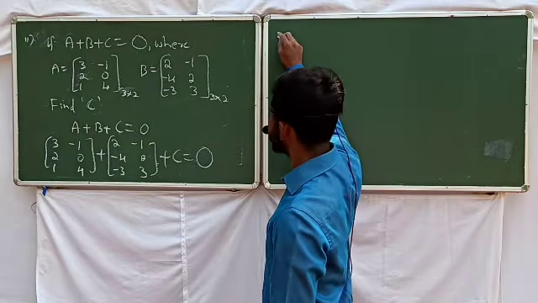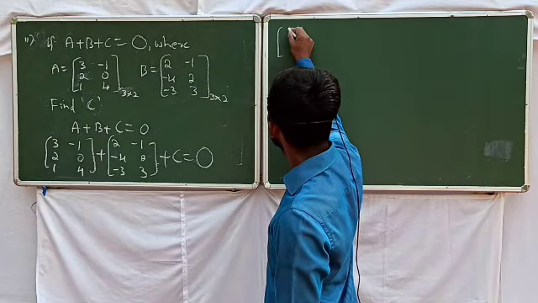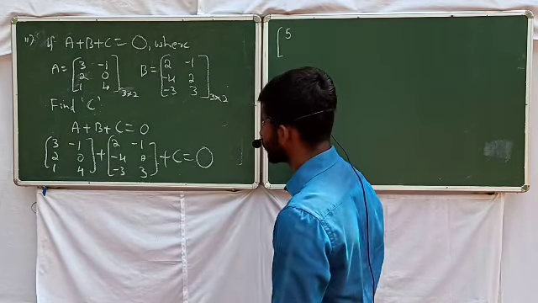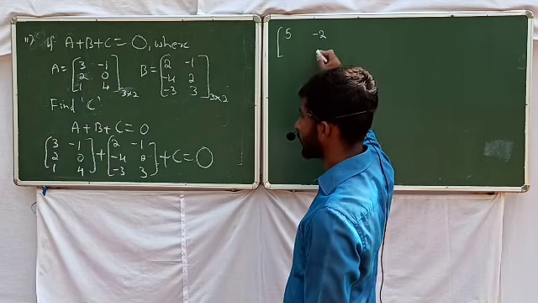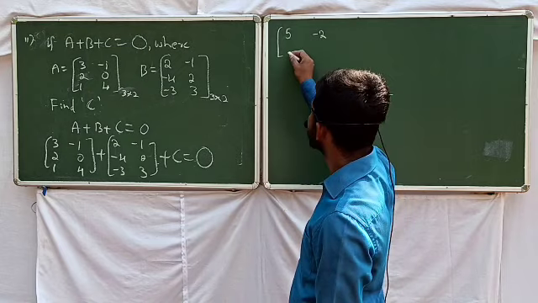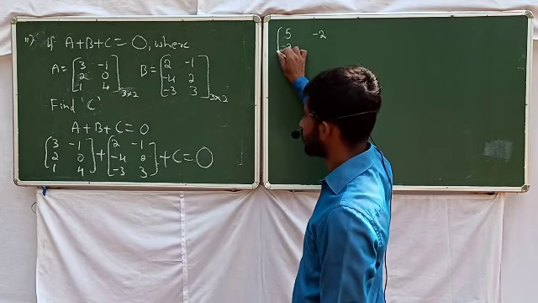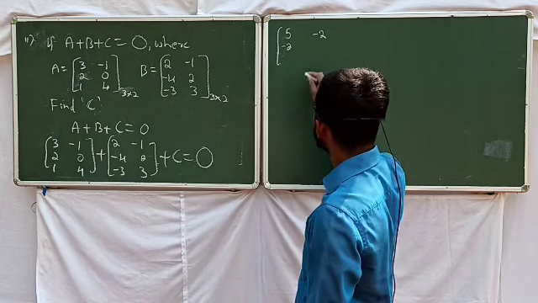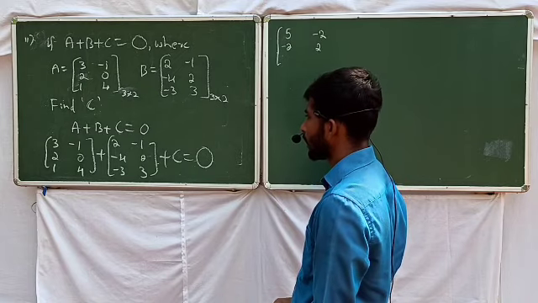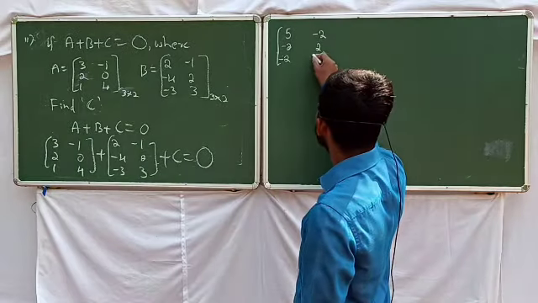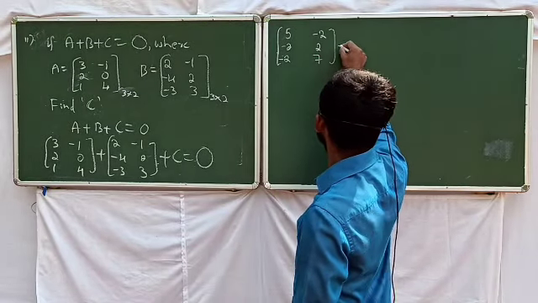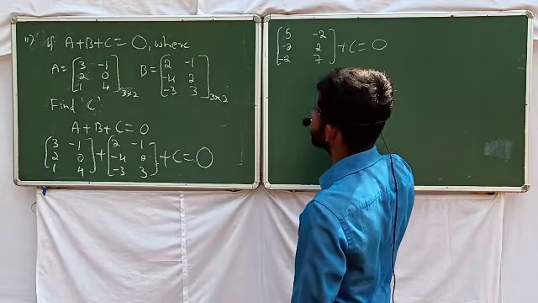Add those two matrices. 3 plus 2 is equal to 5. 3 plus 2 is equal to 5. Then -1, -1, its value is equal to -2. 2 minus 4, -2. Then 0 plus 2 is equal to 2. 1 minus 3, its value is equal to -2. 4 plus 3, its value is equal to 7. Plus C is equal to 0.